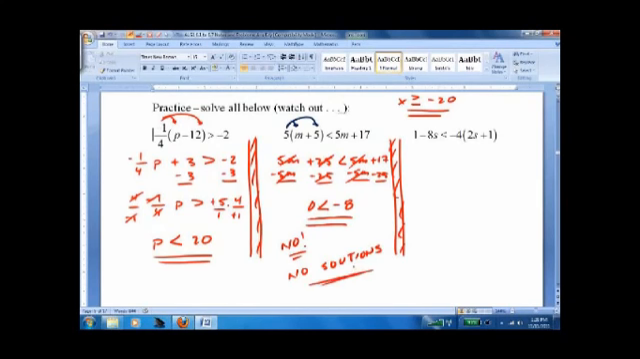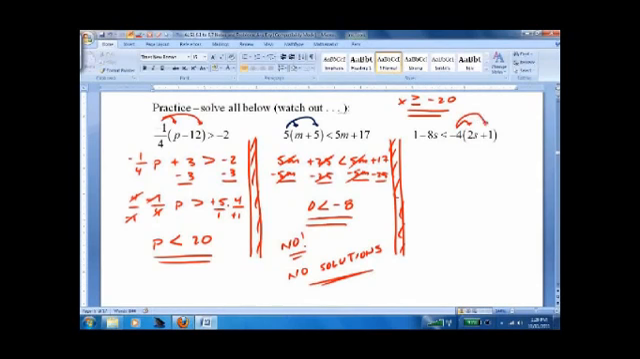You have to stop and be a little bit intelligent here and say, is that possible? Is 0 less than negative 8? No, it's not, so there's no solutions. If we had 0 less than 2, we would say yes, that's correct, all solutions.